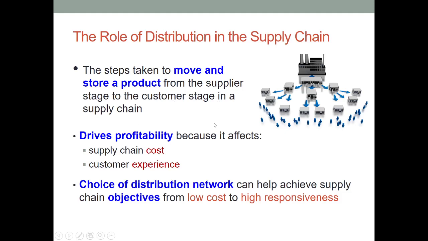Previously, we have learned that in the typical supply chain, we have a few stages involved, from the supplier of the raw materials moving to the manufacturer, then to the distributor. From the distributor the products move to the retailer, and from the retailer of course the product will move to the end customer. So this we call distribution. The steps taken to move and store the product from the supplier stage to the customer stage in the supply chain.